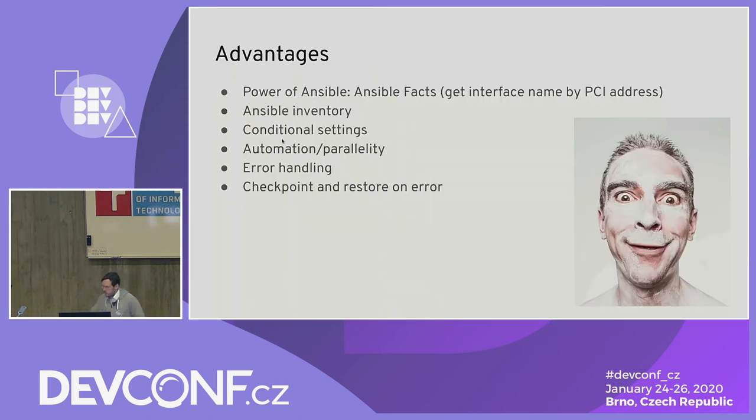So the advantages of this are, of course, you can use the power of Ansible for automation. You have the inventory. You can do conditional settings on some things. And for example, by using Ansible facts, you could also specify interfaces by name. You could also say, apply this profile to the interface that's at PCI address so-and-so. So you are a lot less likely to have any problems because the naming scheme changes. You have automatic error handling and additional support with checkpoint restore.